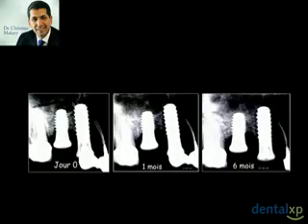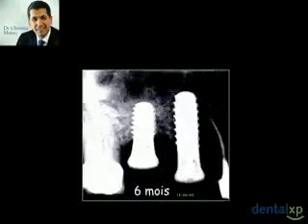So this was at day 0. You see at 1 month we start having some mineralization of the bone, and at 6 months we have this whole amount of bone that was mineralized above the sinus.